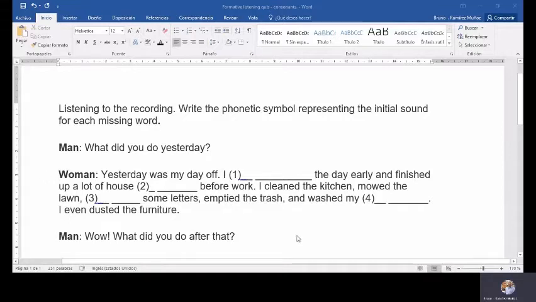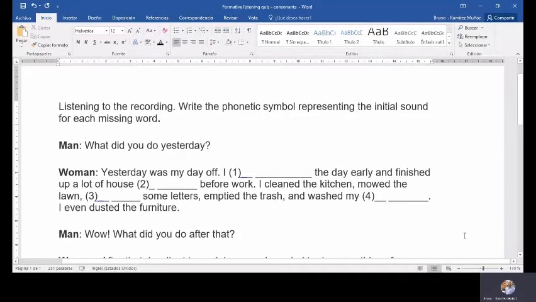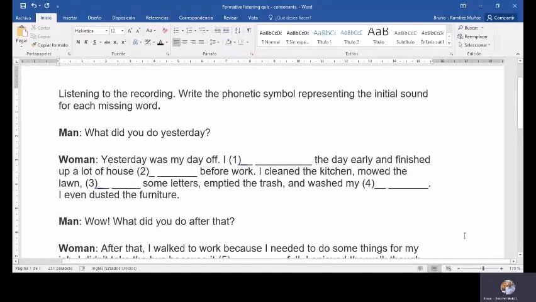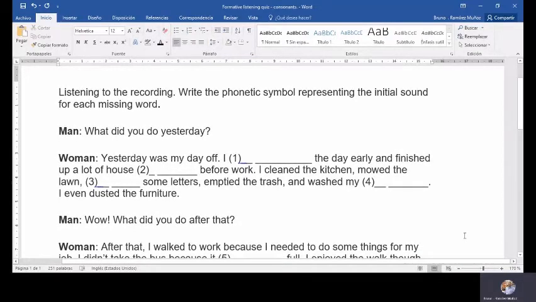What did you do yesterday? Yesterday was my day off. I started the day early and finished up a lot of house chores before work. I cleaned the kitchen, mowed the lawn, mailed some letters, emptied the trash, and washed my clothes. I even dusted the furniture.